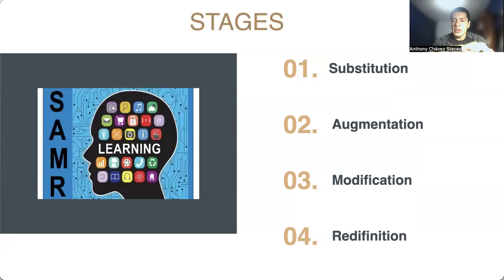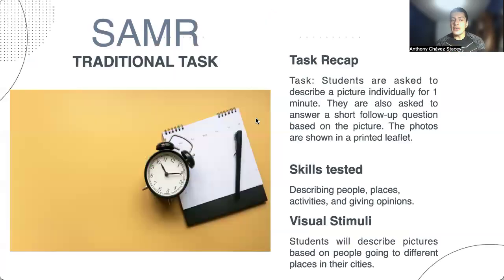Augmentation right here also, we do not alter that much the original task. Then we have the third, which is going to be modification, in which now we are going to modify these activities. And finally, we have redefinition, that in this case, we will need to redefine our task in which technology is a must and cannot be done without it. Therefore, once we understood the stages and their main concepts, let's continue talking about the traditional task.